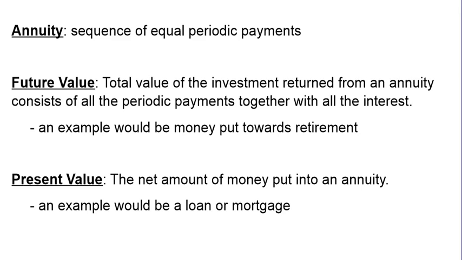Present value, the net amount of money put into an annuity. An example would be a loan or mortgage. Okay, so if I know how much the house costs, so I know how much my total is going to be that I need to get a loan from the bank, if I know the interest rate and how many years I'm going to take that loan for, usually it's 15 or 30, I can calculate approximately how much my monthly payments are going to be. Okay, so those are a couple examples we're going to go through next.